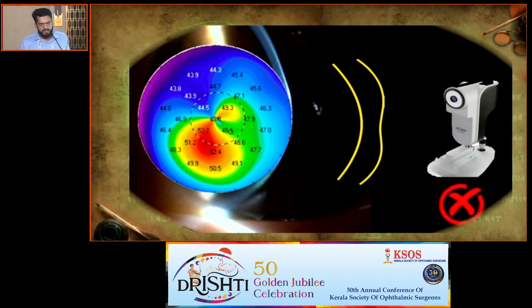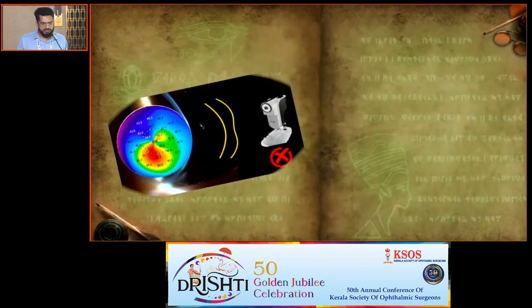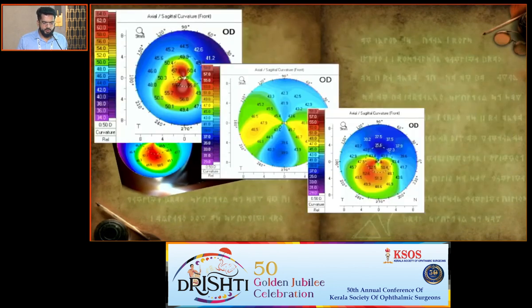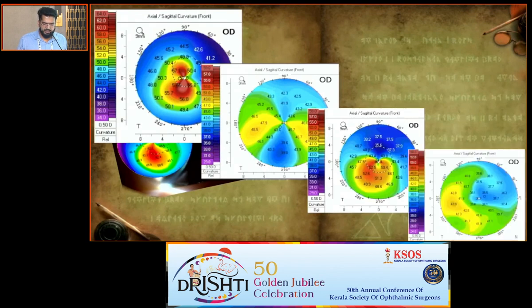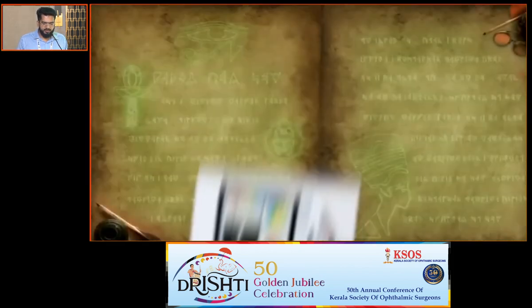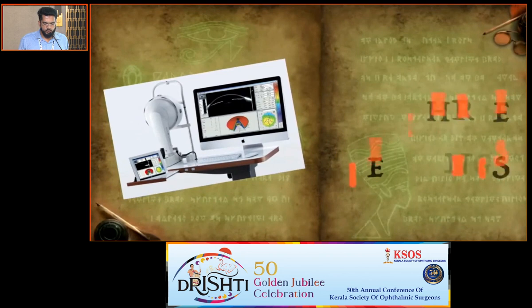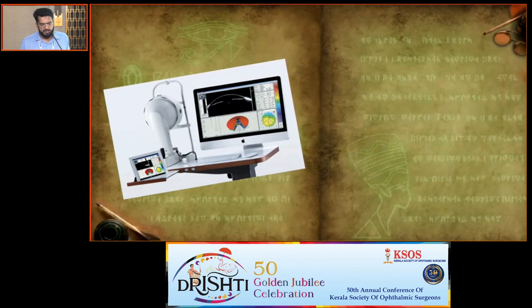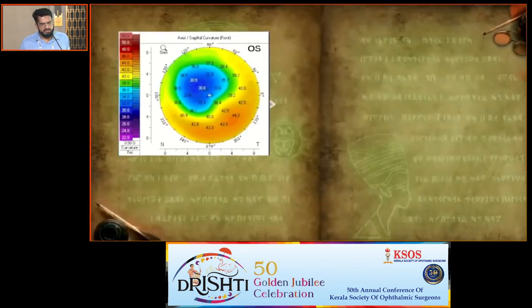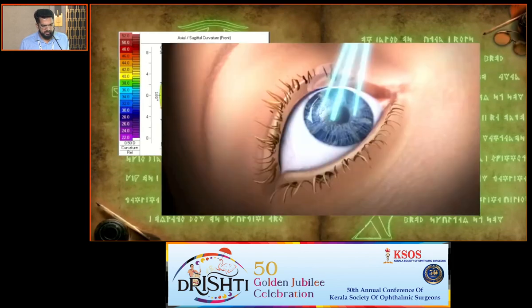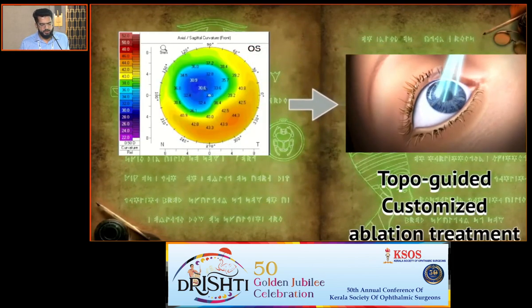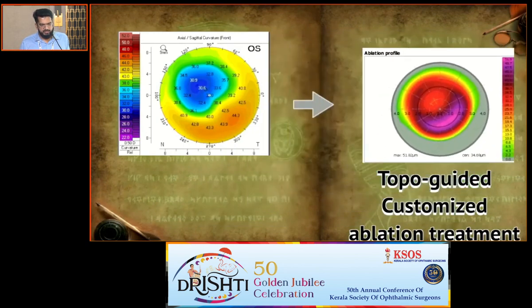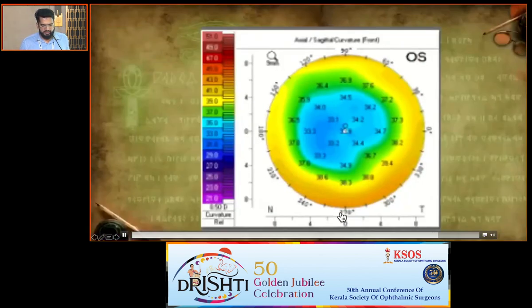So here, learning topography is important for every cataract surgeon, and we should not miss a case of keratoconus, pellucid marginal degeneration, post-LASIK ectasia, or decentered ablations. And if you have a very bad irregular cornea, it's always recommended to take three readings. Make sure we are looking at an irregular area. And since refractive surgery has developed much, we can first smoothen the cornea by topo-guided customized ablation, and then go about doing a good biometry and get a good result.